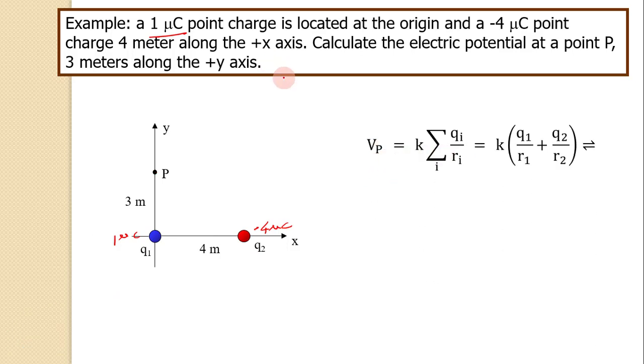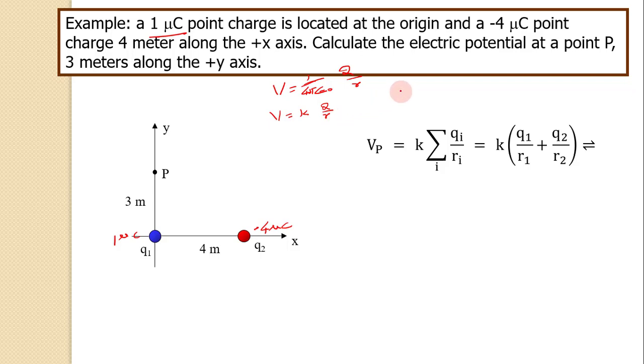As we have seen earlier, the potential at a point V is 1 upon 4 pi epsilon 0 times Q upon R. If I take 1 upon 4 pi epsilon 0 as K, then V is equal to K Q upon R. So potential V is proportional to the charge Q and inversely proportional to the distance.